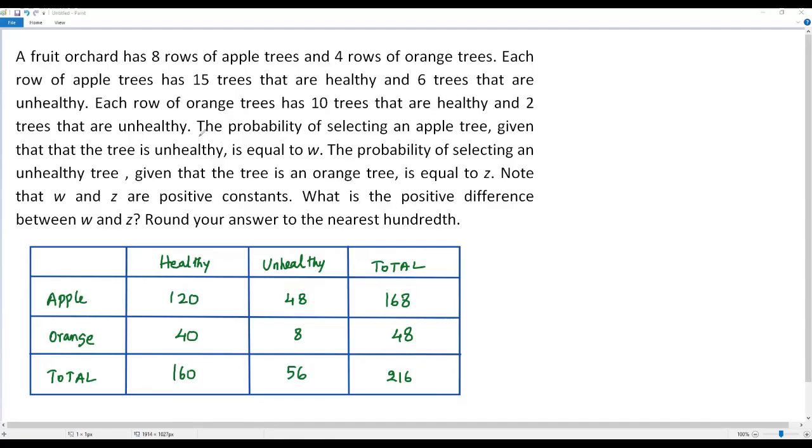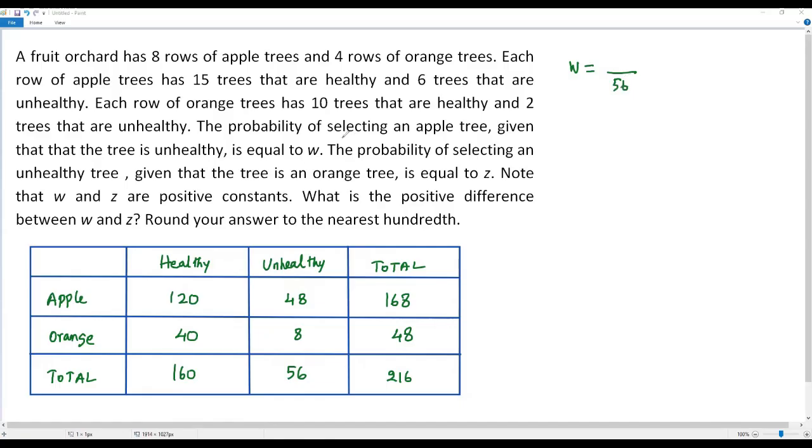Okay, now let me consider this piece of information. The probability of selecting an apple tree given that the tree is unhealthy is equal to W. Here a probability is explained. That probability is equal to W. Okay, let me write W over here. And let's consider this piece of information. Given that the tree is unhealthy, this gives a sample space. Now in the table, we have to consider the total number of unhealthy trees. So that is 56. Since it's a sample space, it should be written in the denominator.